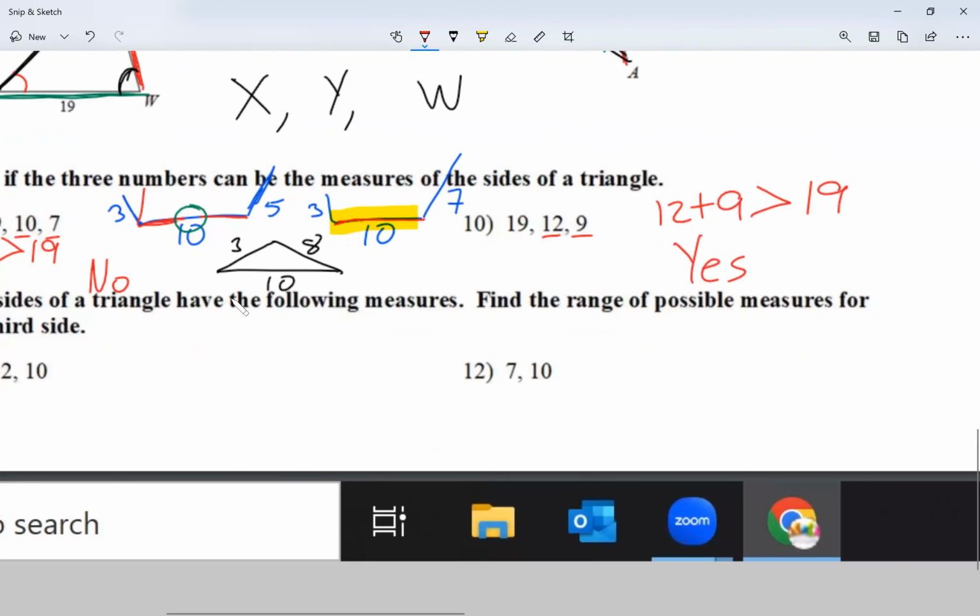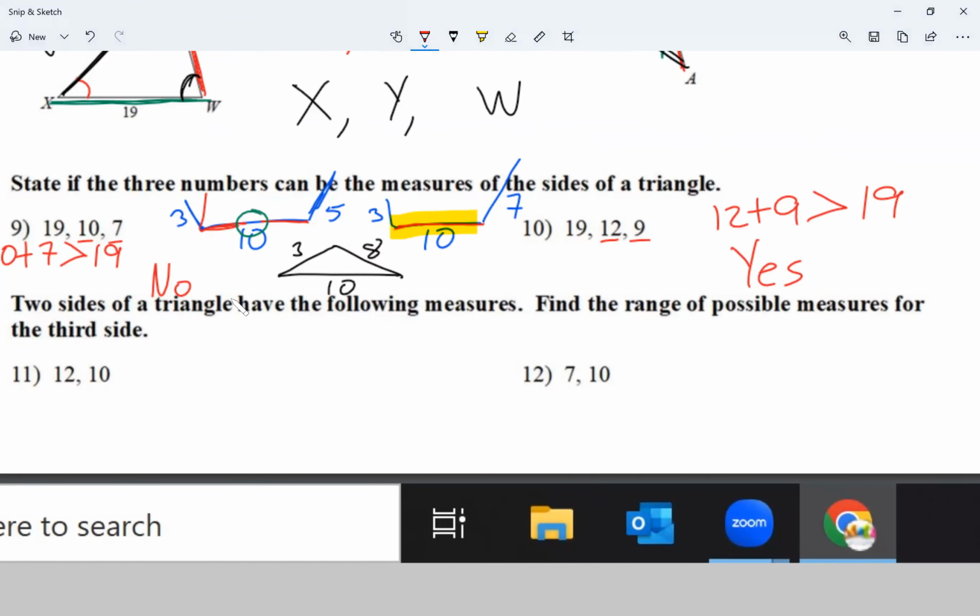On paper, you can easily write no or yes. If I ask you to type in your answer, notice one thing: I capitalize the first letter. So for no, I capitalize N. For yes, I capitalize Y. And sometimes, if I don't want you guys to get it wrong, I just give you multiple choice, yes or no. But remember, I want you to add the two small numbers and it has to be bigger than the third side.